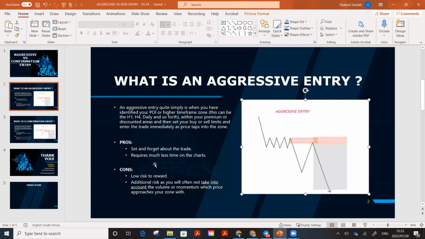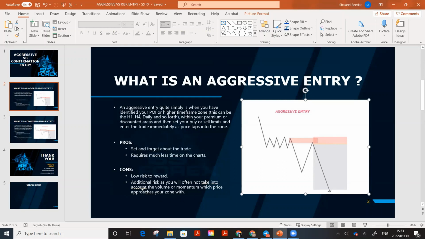So let's go over the pros and cons of using this aggressive entry. The pros: you set your trade and forget about it. You set your buy limit or your sell limit and you forget about it, and it requires much less time on the charts, right?